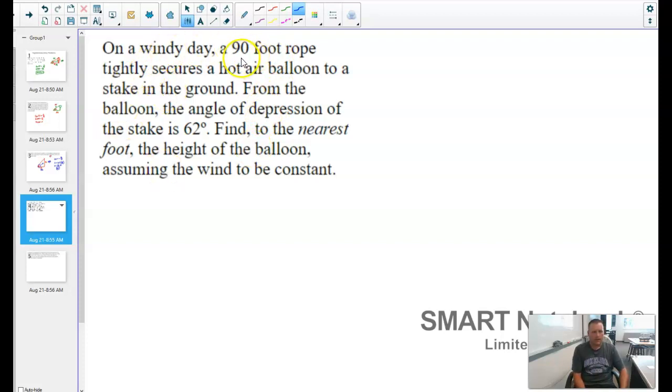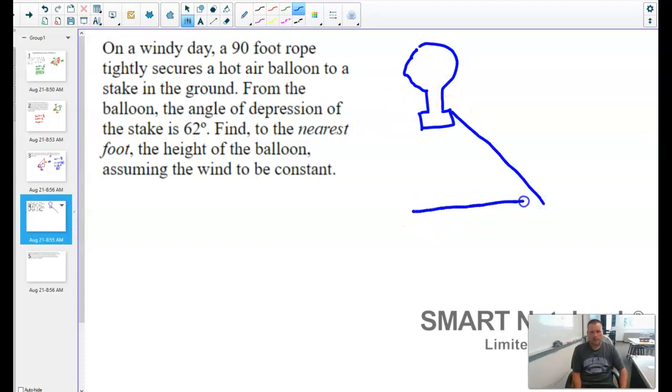On a windy day, a 90-foot rope tightly secured to a hot air balloon to stake. So you've got a hot air balloon up here. Hot air balloon. Here's your basket. This is going to be the world's greatest hot air balloon. It is attached to a stake in the ground. Let's just say this is the ground here. There's your stake. And this is 90 feet.